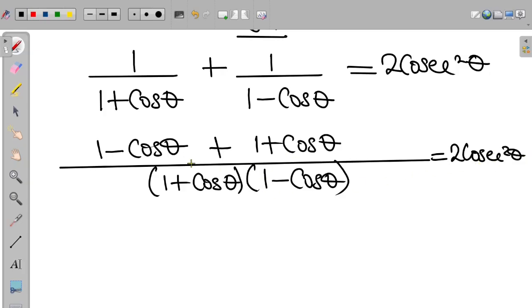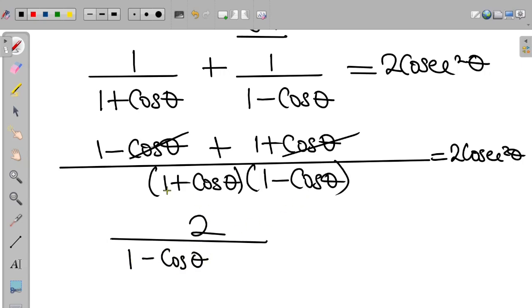Now, look at this. If you observe the numerator, you can find out that minus cos theta will cancel out plus cos theta. So we'll be left with 2 at the numerator divided by, if we expand the denominator, 1 times 1 is 1. Also, 1 times negative cos theta is negative cos theta. And cos theta times 1 is plus cos theta. Also, cos theta times negative cos theta is minus cos squared theta.